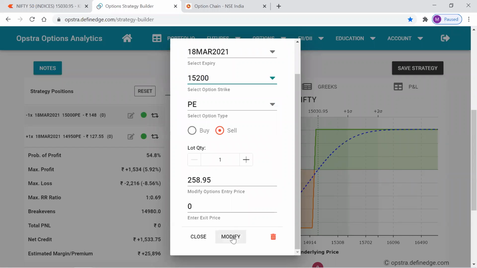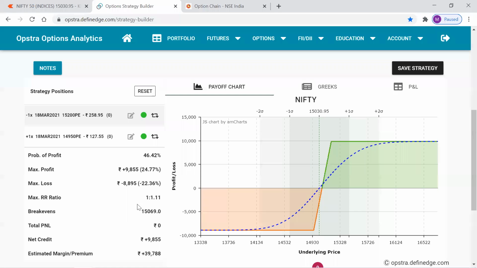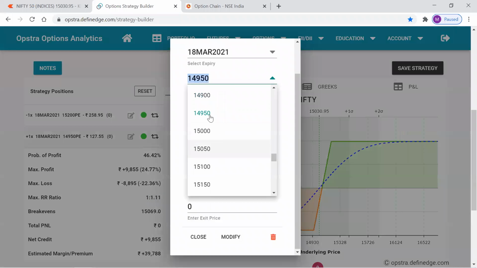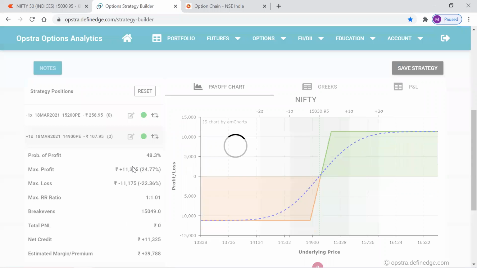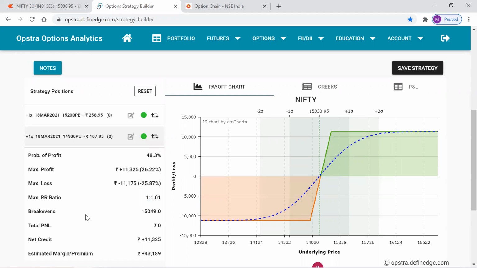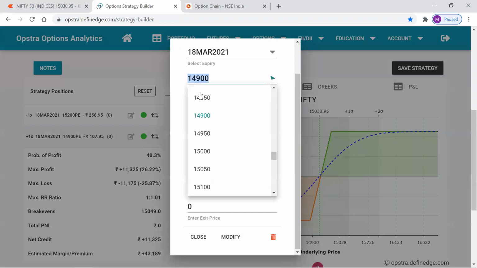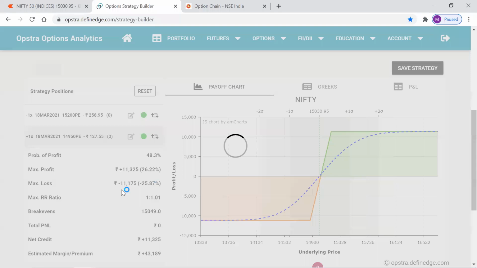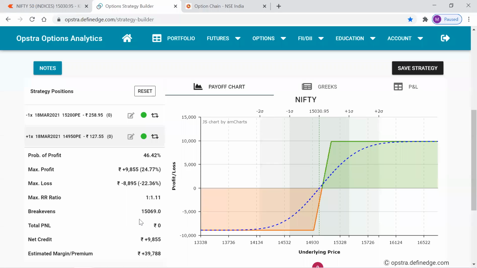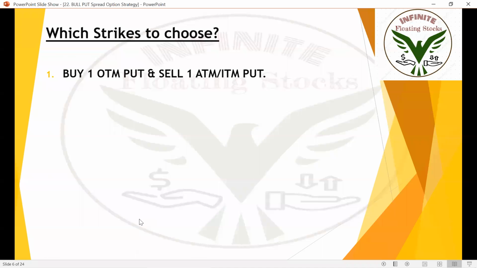15,200. Okay. Modify. All right. Seems 1:1. All okay. And this should be 14,900. Yeah, close to 1:1. Okay. So which strikes to choose?